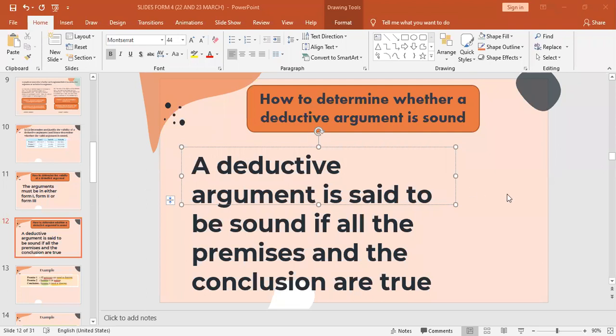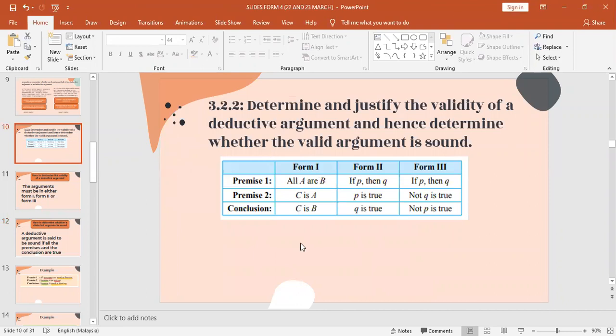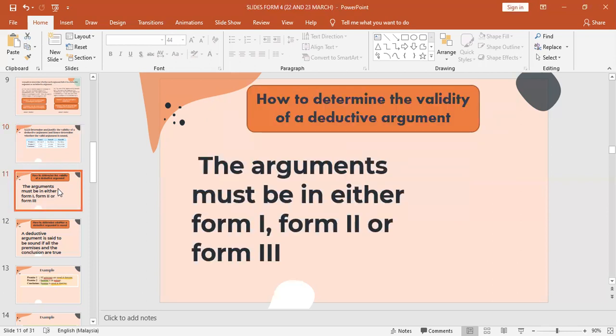What we have argument 1. Argument 1 follows form 1, jenis yang pertama, but the conclusion is false. Is it valid? Valid or invalid? Valid. Is it sound? No. No, very good. So an argument can be valid and sound, valid but not sound, invalid and not sound.